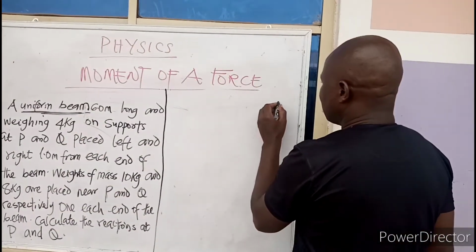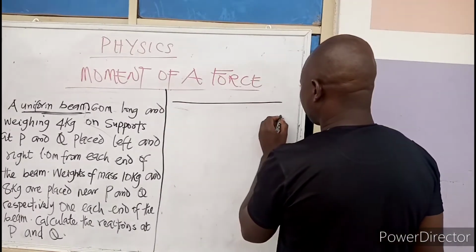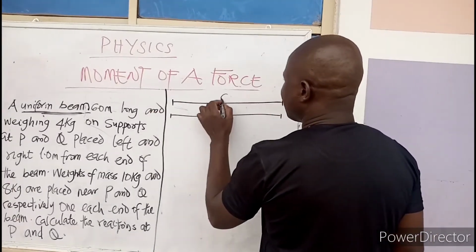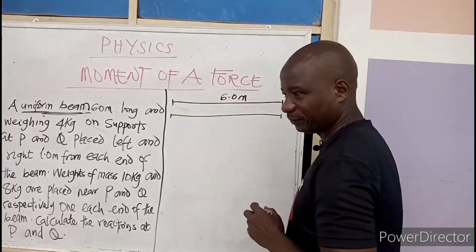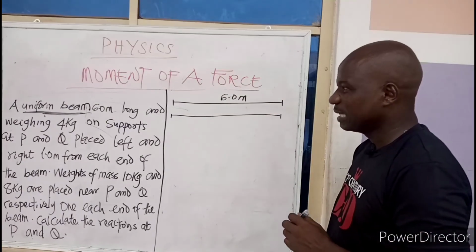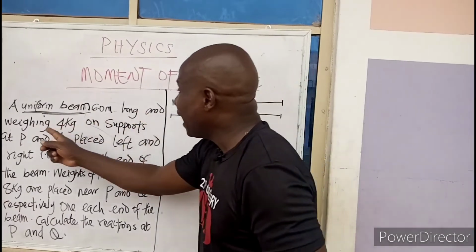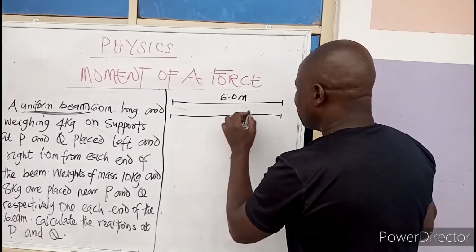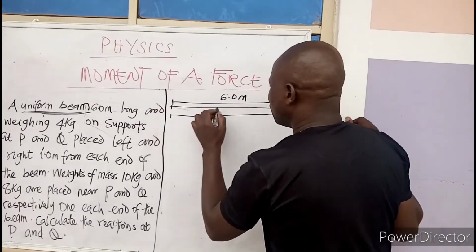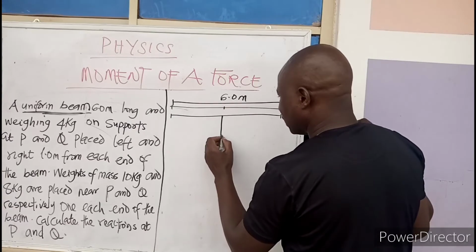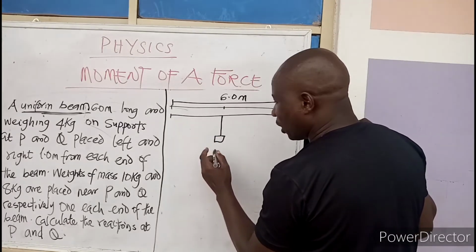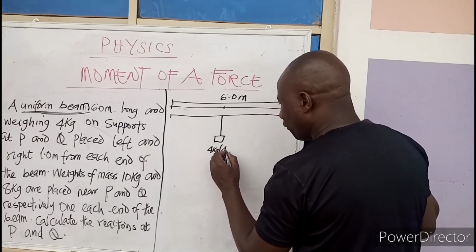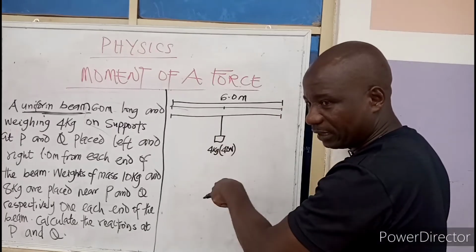Now we said, let's say this is our beam. Now we were told that this is 6.0 meters, weighing 4 kg. So it means from here to here, which is our midpoint, I put it here. That's 4 kg. 4 kg in Newton is going to be 40 Newton. That is, you multiply by 10.